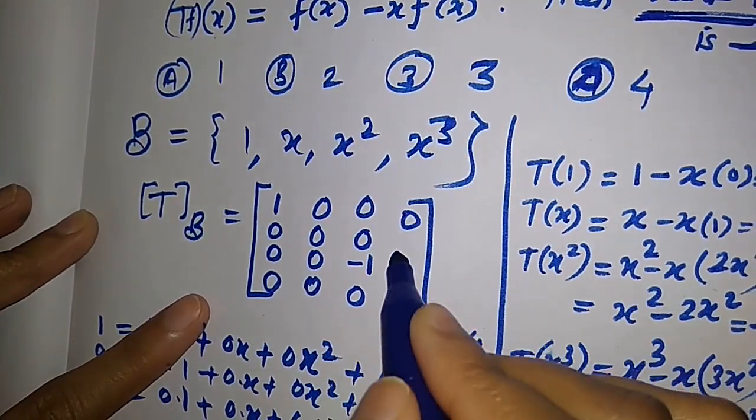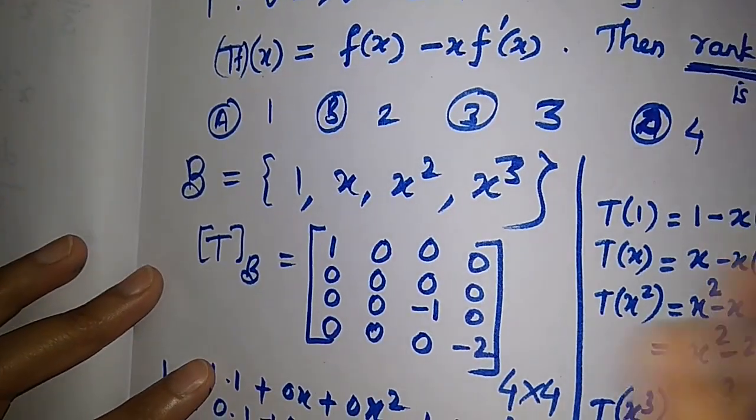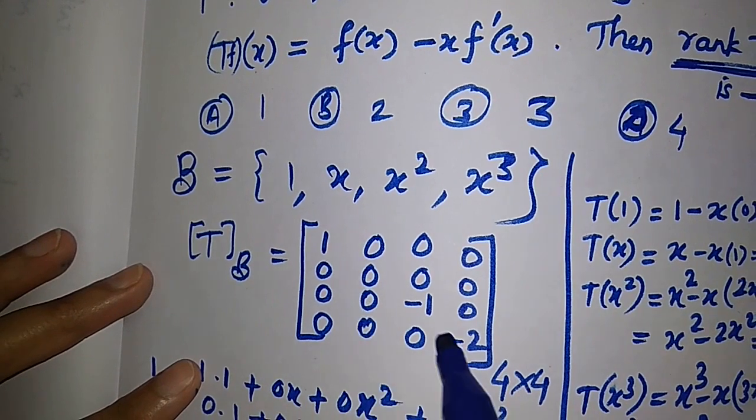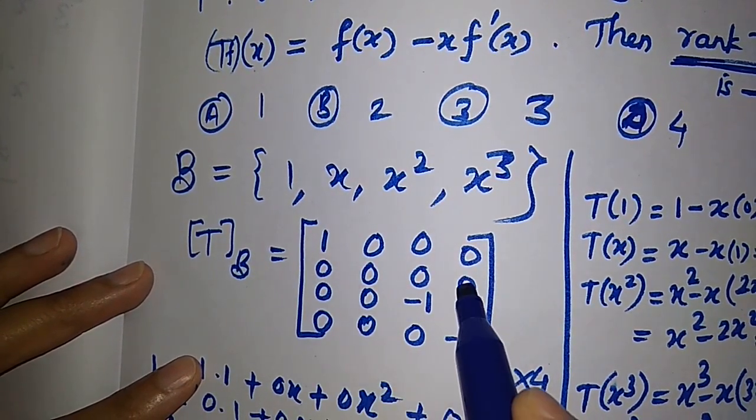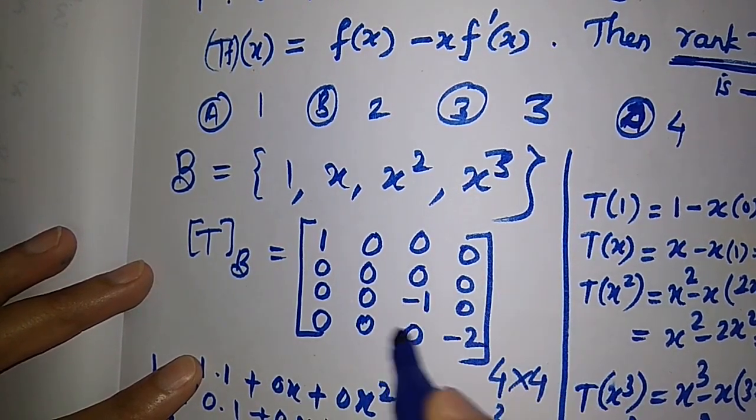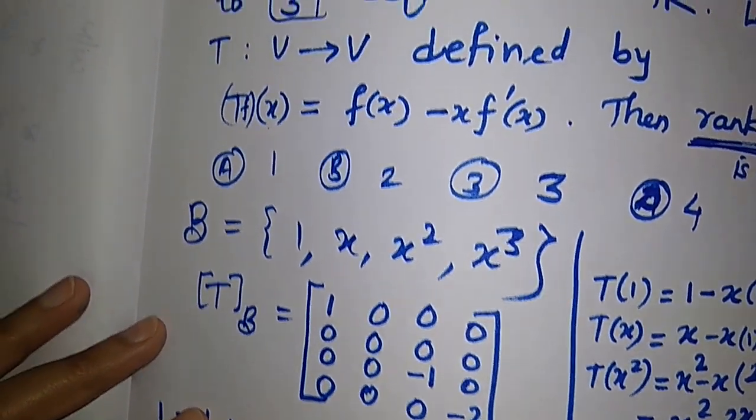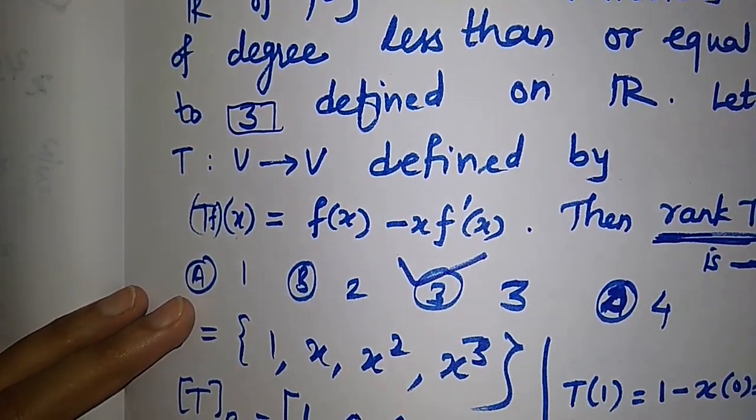So right here, minus 2. Now see here, this matrix is just a diagonal matrix, and the second row is 0. So the number of linearly independent rows is 3, and hence its rank is 3. So this is the correct option.